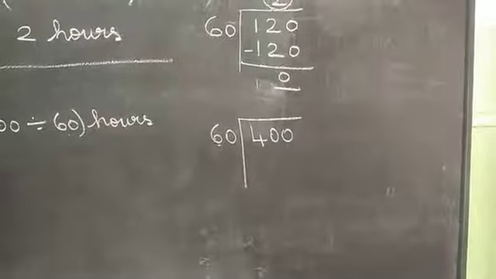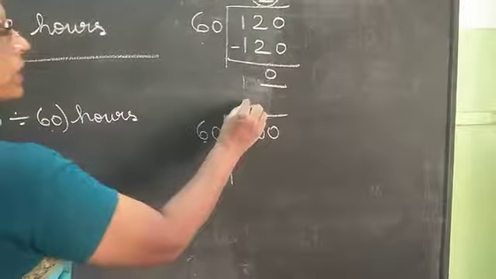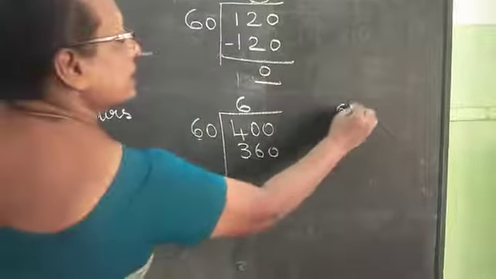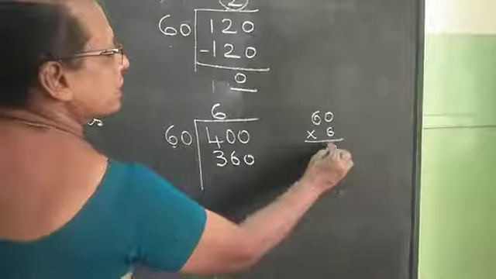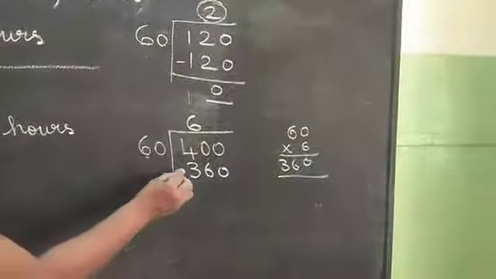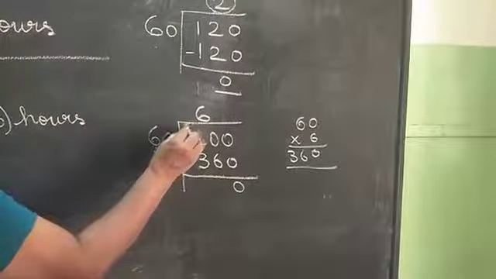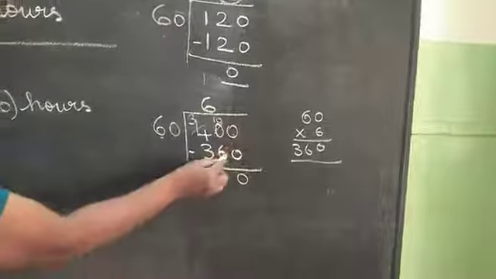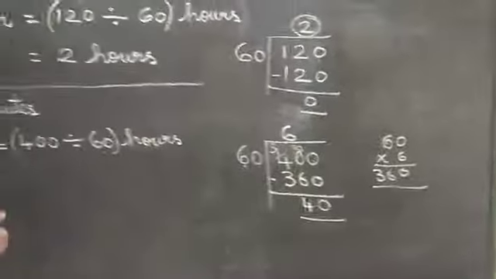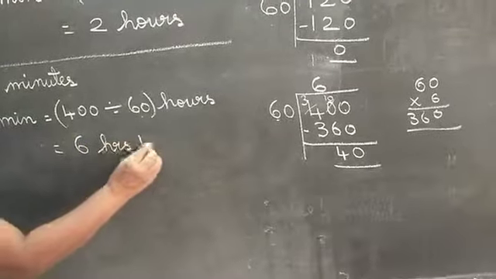So 6 sixes are 36 will come, and you have to add this 0. If you see 60 into 6 means what will come? See, 360. Understood, children? 360, isn't it? 0 minus 0 you can't subtract. So this 4 will become 3 and this 0 will become 10. After 6, if you count up to 10, what will come, children? 40. So what's the answer, children? 6 remainder 40 minutes.